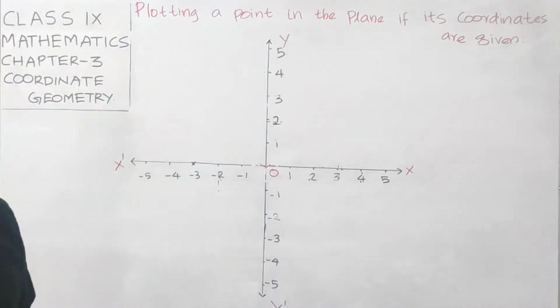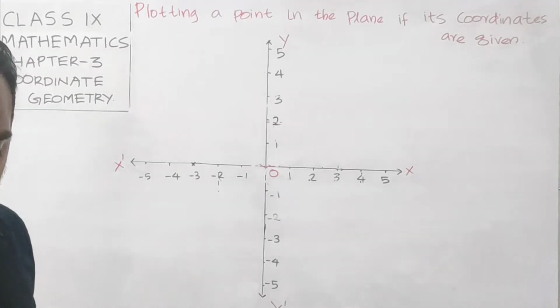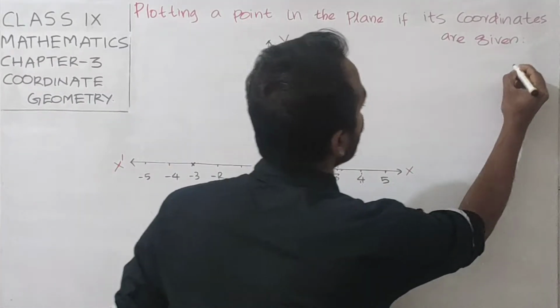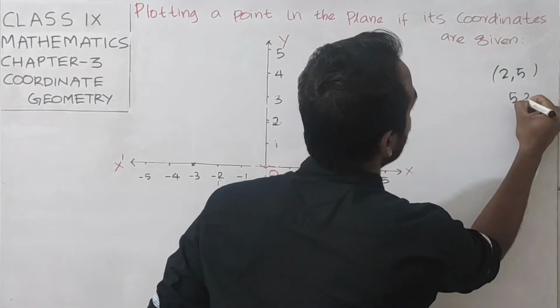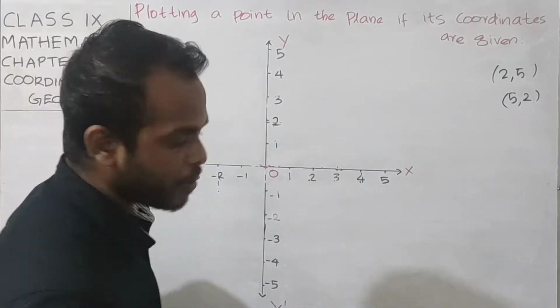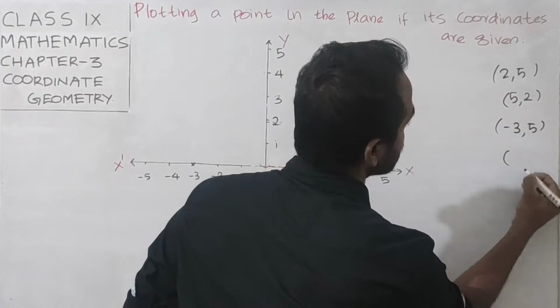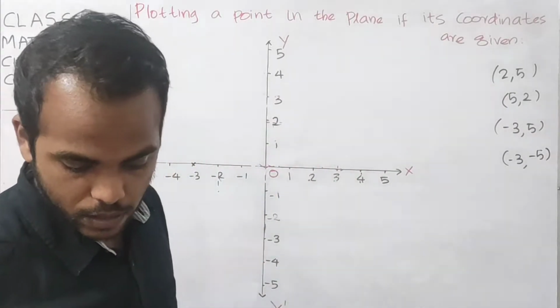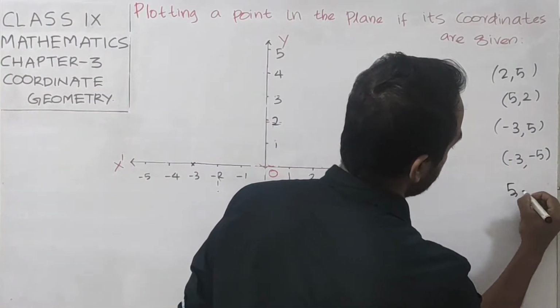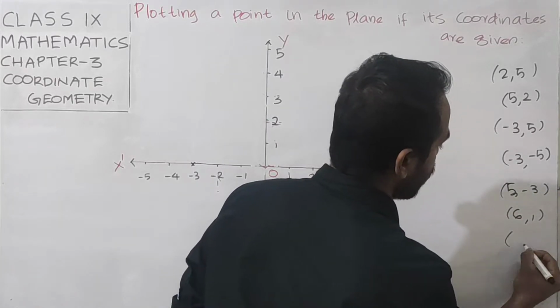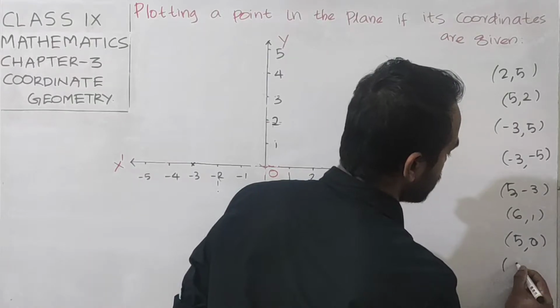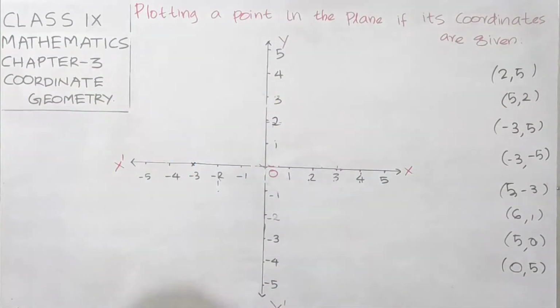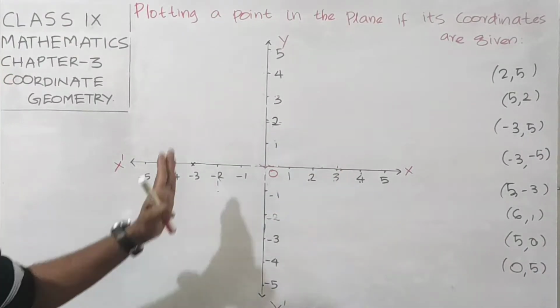For that we will look at one of our example questions in our textbook. Example 3 on page number 62 says, locate the points (5, 0), (0, 5), (2, 5), (5, 2), (-3, 5), (-3, -5), (5, -3), (6, 1), and also the two points (0, 5) and (0, 5). Okay, we will plot all the points one by one. So these all are the points that we need to mark in the xy plane or the Cartesian plane.